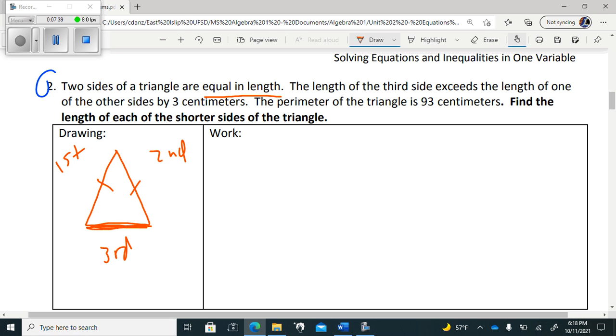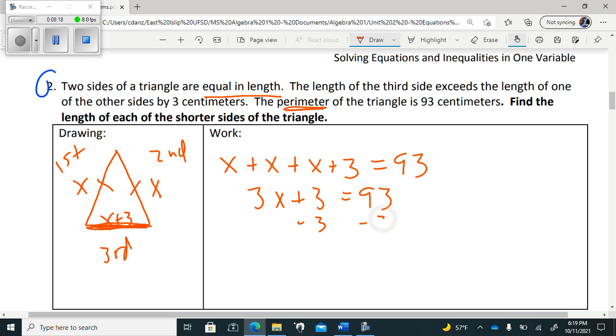But it says that the length of the third side exceeds the length of one of the other sides by 3 centimeters. So I don't know one of the other sides, so I'll call it x. It is isosceles, so this one's also x. But the third side exceeds, means it's bigger than, the length of one of the other sides by 3 centimeters. So let's add on 3 to one of those legs. Again, they're talking about perimeter, so let's add up the first side to the second side to the third side to get 93. And we'll combine like terms and solve.